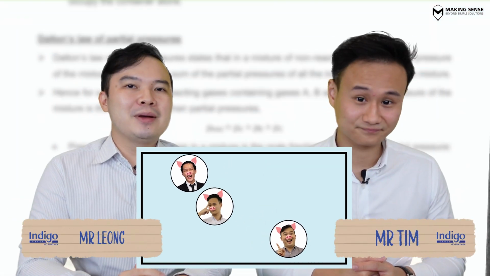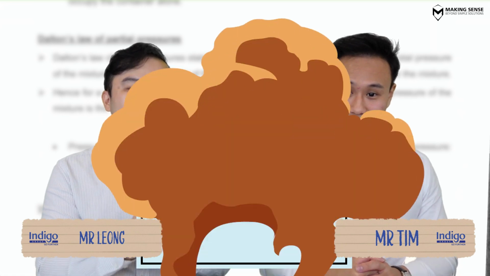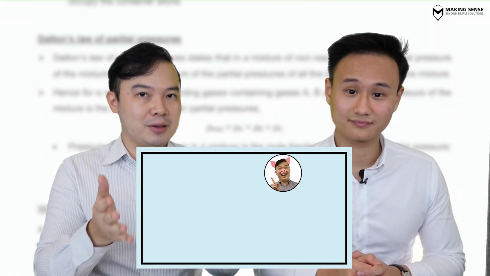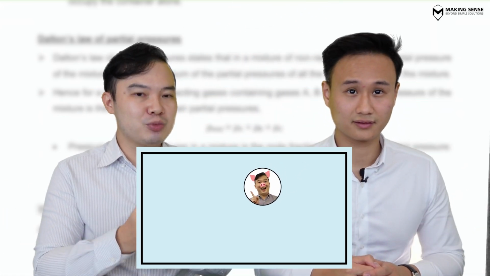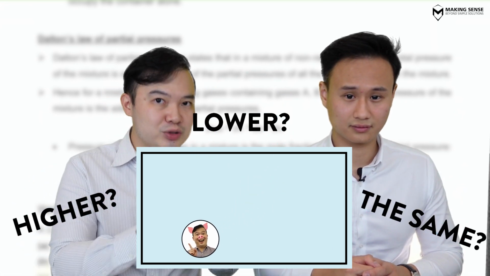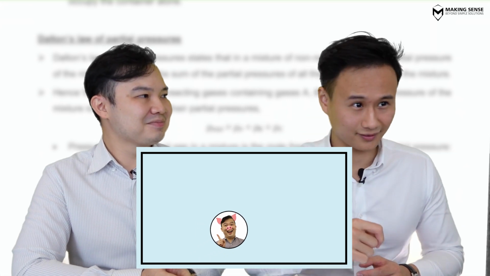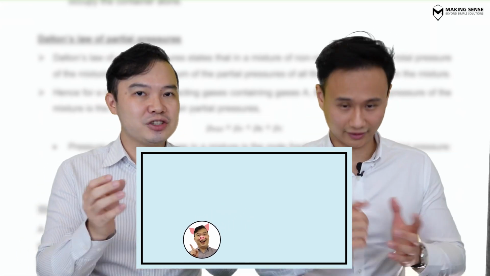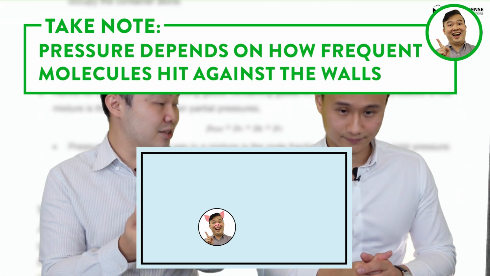Okay, so now what's going to happen is that I'm going to take a look at just only one gas, right? And take a look at the pressure now. Mr. Tim, do you think the pressure will be higher, lower, or the same as before when all the 3 gases are mixed together? It should be lower, yeah. Right? Because there's less gas, it's going to hit against the walls of the container less frequently, right?